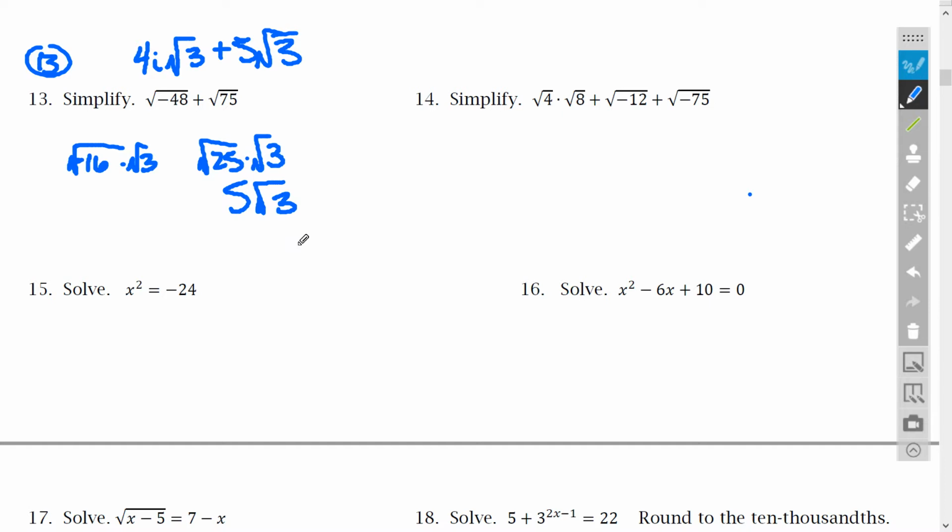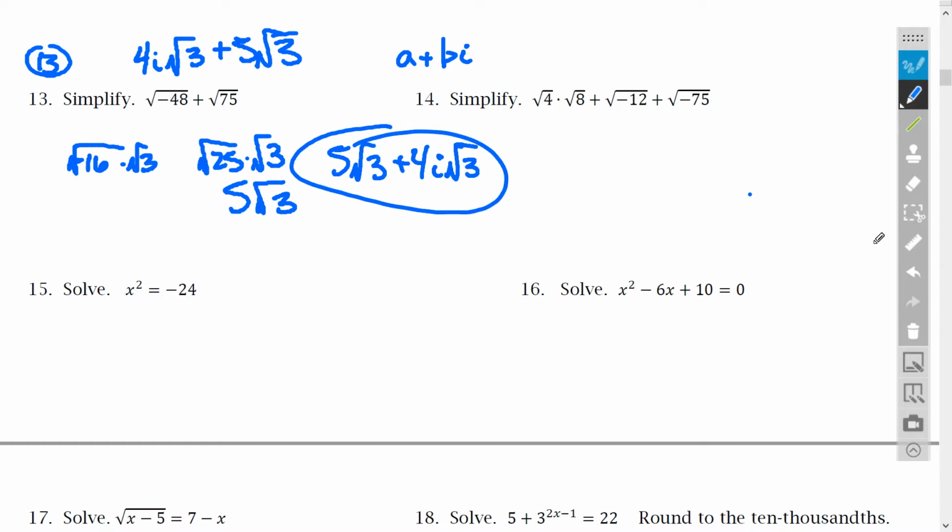Okay, so it just says simplify. These can't actually be combined because they are irrational. So this would be about as far as we can get. We could probably write the rational part first, because it's a plus bi. That's how you write a complex number. So we would say that's 5 square root of 3 plus 4i square root of 3 for number 13.